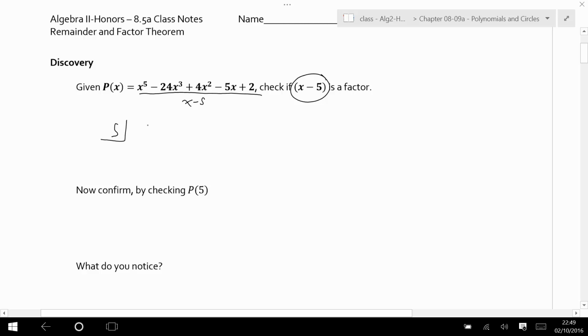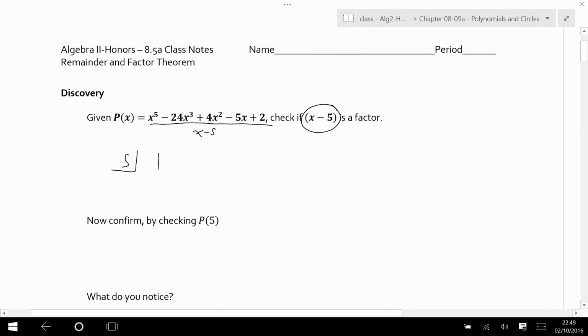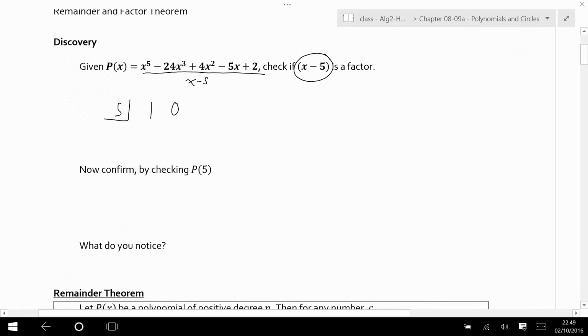So I'm going to put 5 in the little pocket because we always put the opposite of the number. Then I'm going to go 1, got to put 0 down because we don't have an x to the fourth term, negative 24, 4, negative 5, and 2.